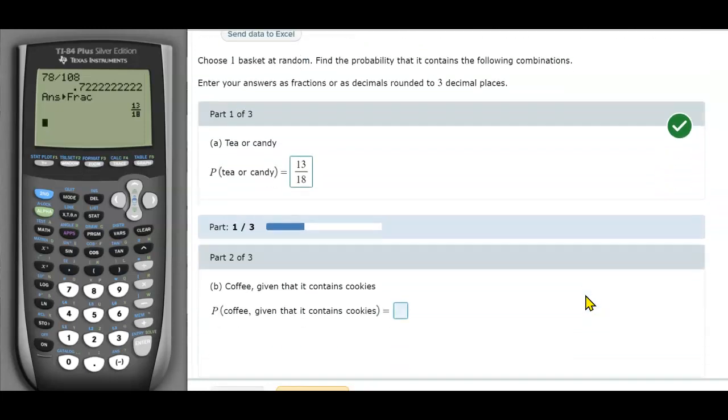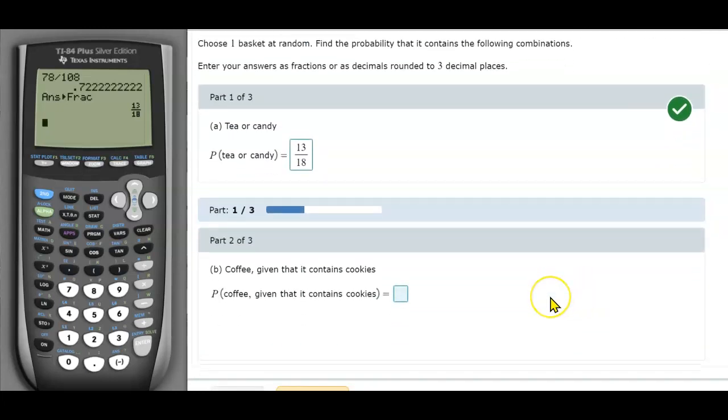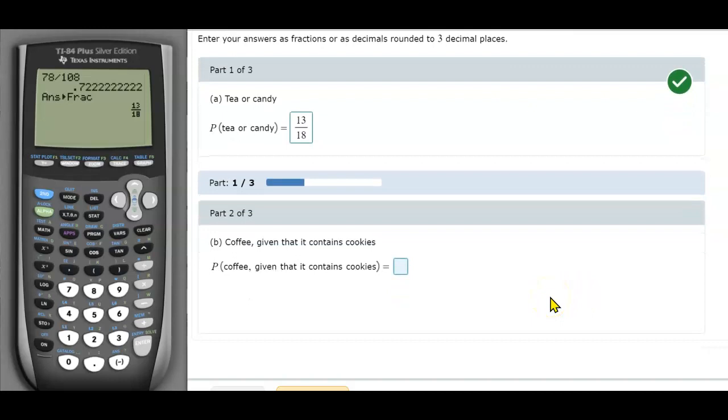And great, the first part was correct. Now, what we are looking for, B, we want to find the probability of coffee given that it contains cookies. All right, so this is a conditional probability. This shouldn't be really difficult if we do it on that chart. So coffee given it contains cookies. Let's go back to the whiteboard.